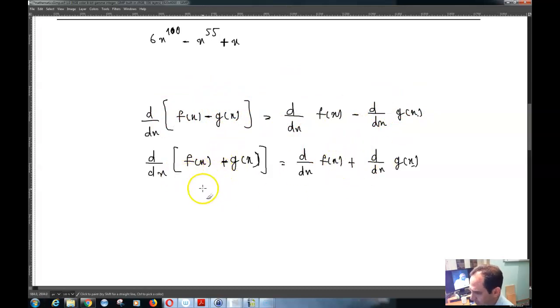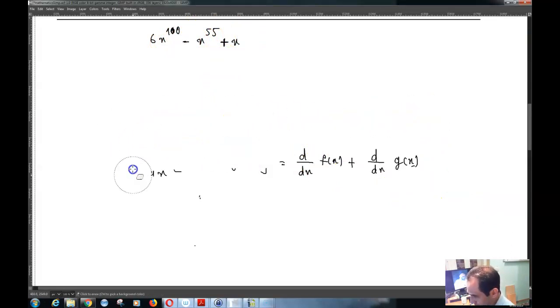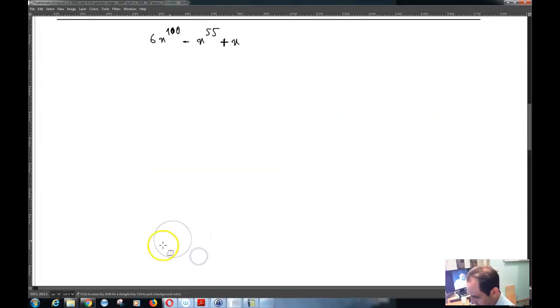But in the case of multiplication and division, we had the product rule and the quotient rule, which is a little bit more complicated than this, of course. But in the case of a polynomial, we don't have any division. That doesn't really happen. So that's basically that. Okay, so to solve this problem, what you need to do is calculate these derivatives each individually and then subtract or add as we mentioned before.